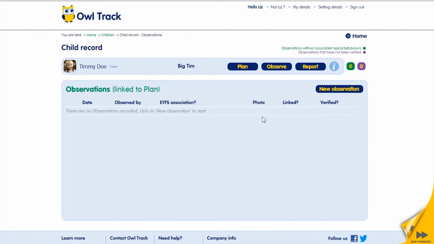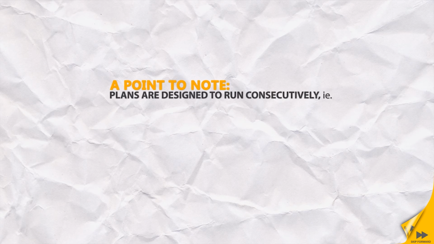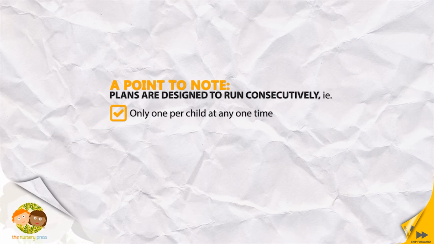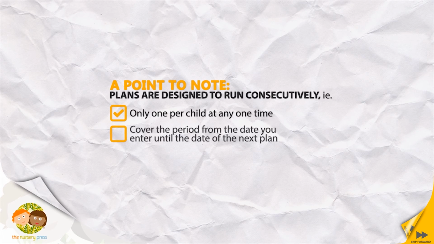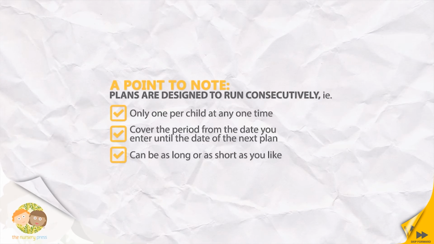Unlike key workers or parents, a setting manager will have the opportunity to amend or delete the whole plan. A point to note is that plans are designed to run consecutively, i.e. only 1 per child at any one time, and cover the period from the date you enter until the date of the next plan, so they can be as long or as short as you like.